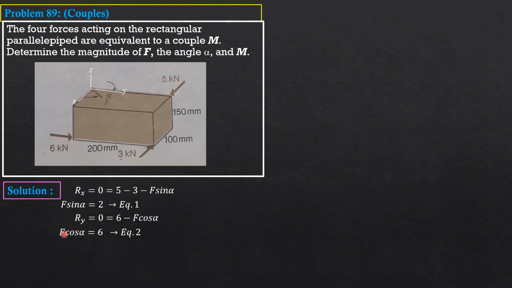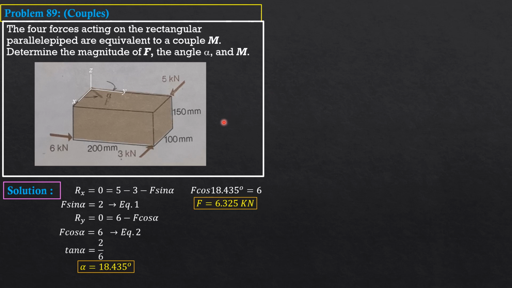So F sine alpha over F cosine alpha is tangent of alpha, then it is equal to 2 over 6. So tangent alpha equals 2 over 6, so alpha equals arctan of 1/3. 2 over 6 is 1/3. So 18.435 degrees. Then substitute into equation 2 to solve for the magnitude of F. So F cosine of 18.435 degrees equals 6. So F is 6.325 kilonewtons.